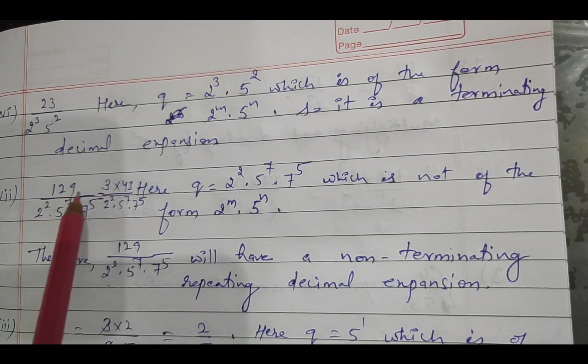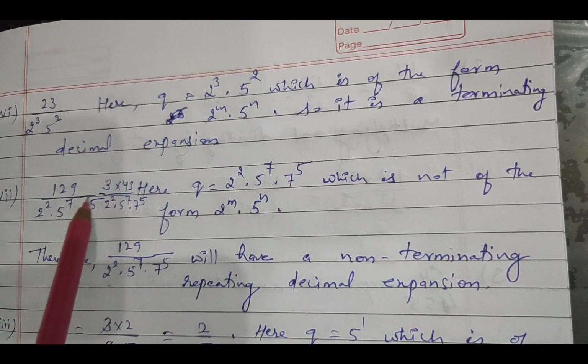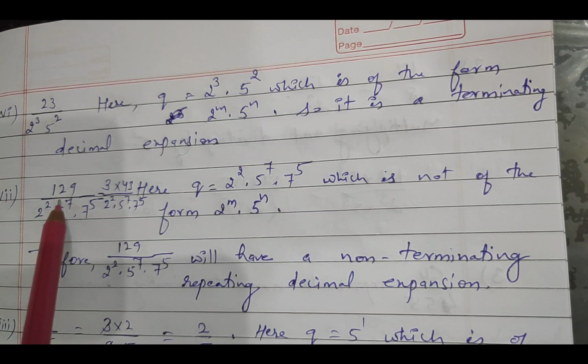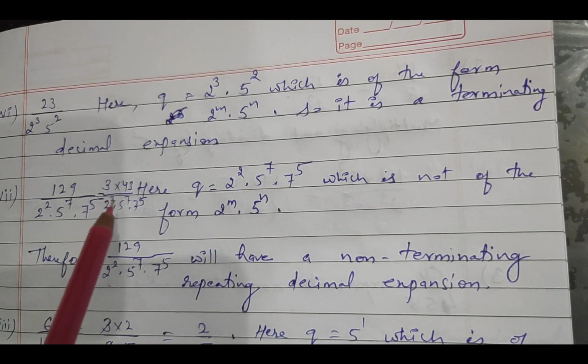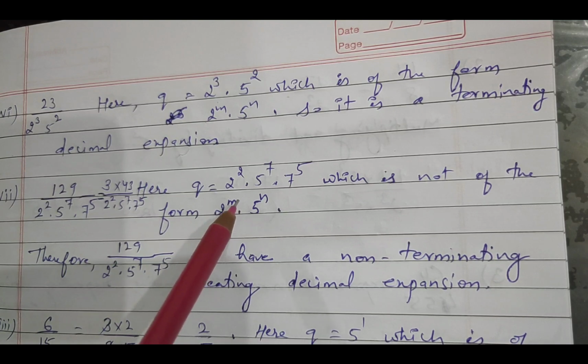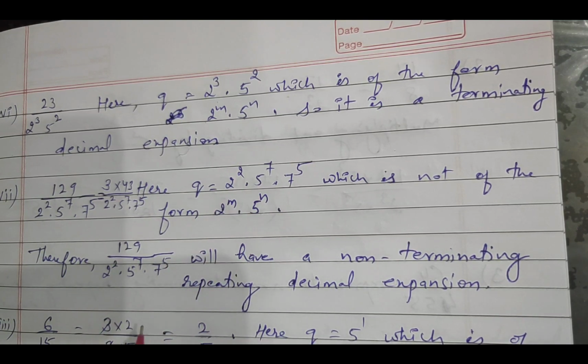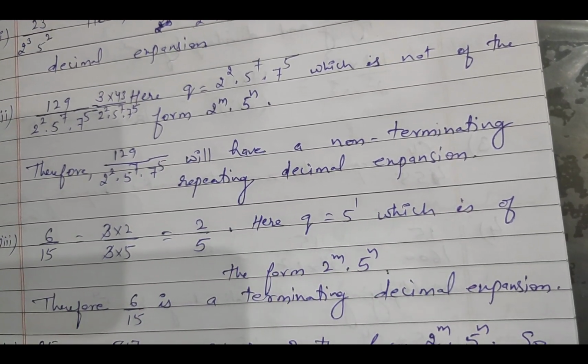Next, 129 upon 2 raised to power 2, 5 raised to power 7 and 7 raised to power 5. If I factorize this 129, what will I get? 3 into 43. So even after factorizing both numerator and denominator, this 7 raised to power 5 does not get cancelled. It remains over there. So it is not of the form 2 raised to power m into 5 raised to power n. Therefore, it is a non-terminating repeating decimal expansion.